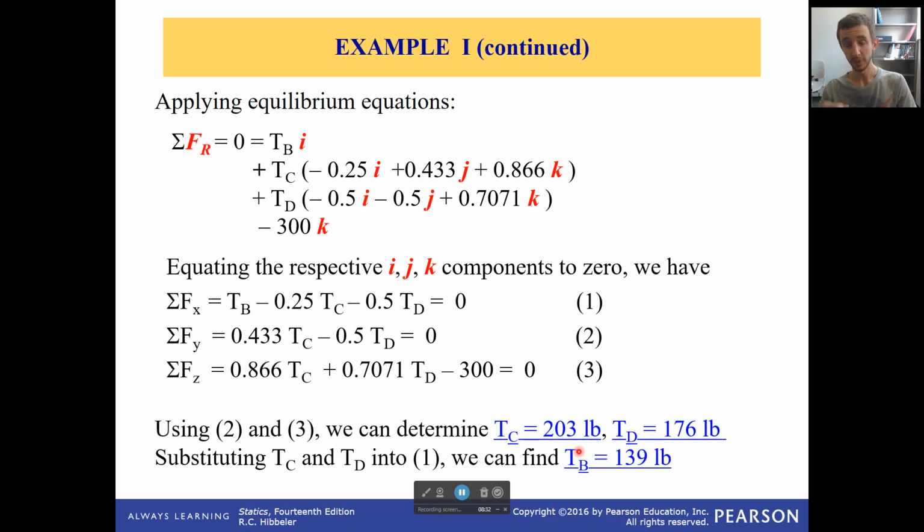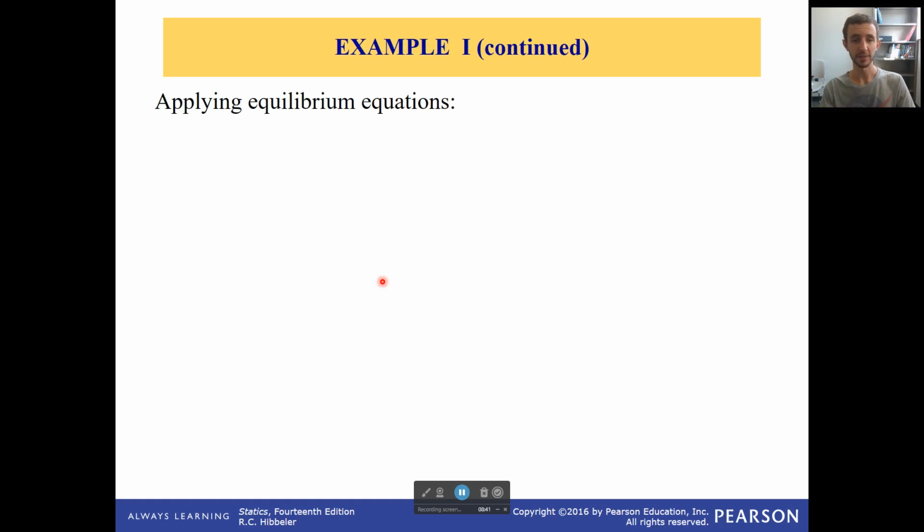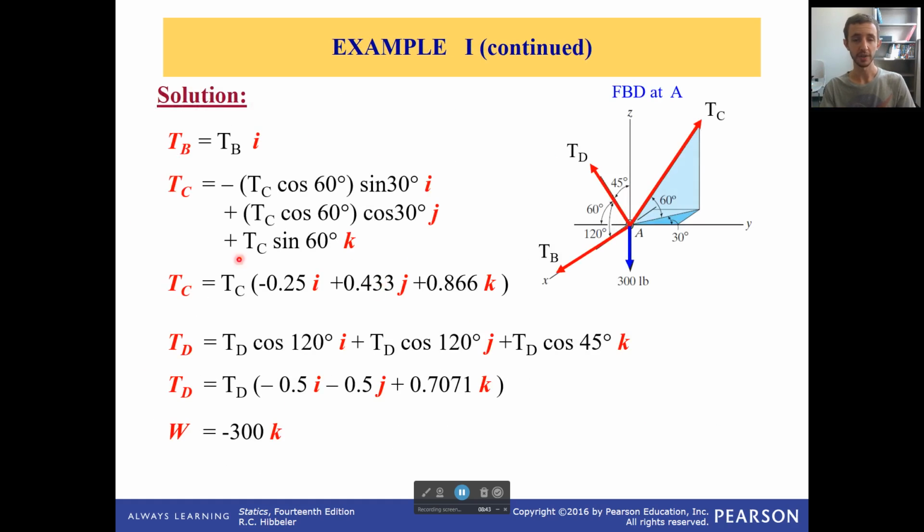Okay, so with that, we have solved the problem. So remember, it's just three equations of equilibrium. And be very careful when you're working through it that you don't confuse yourself by writing down the wrong thing. This was completely correct here. I was just thinking that we were on TD. So apologies for the little mix-up there.